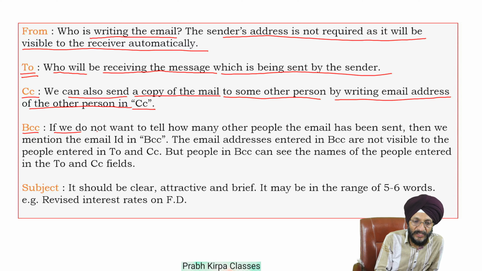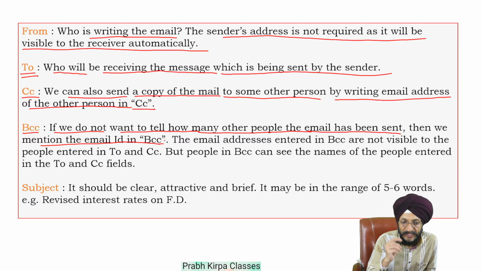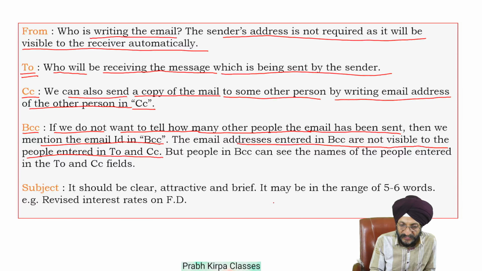BCC, if we do not want to tell how many other people the email has been sent to, then we mention the email address ID in the BCC. The email addresses entered in the BCC are not visible to the people entered in To and CC. We will try to understand the same with the help of a diagram.